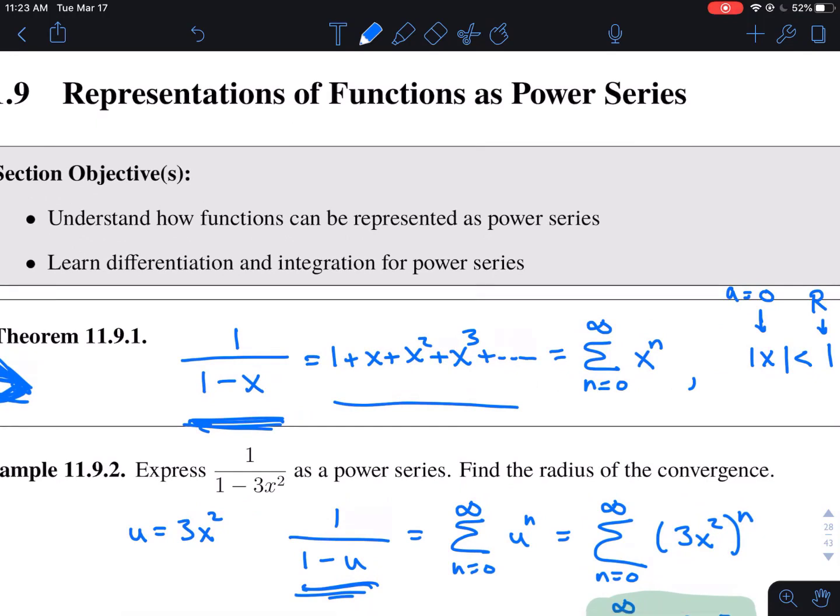1 over 1 minus x is equal to the power series 1 plus x plus x squared plus x cubed, and so on and so forth. But now, I'm looking at this again and I'm thinking, is it necessarily clear that these are equal? And so I think it's probably a good idea.